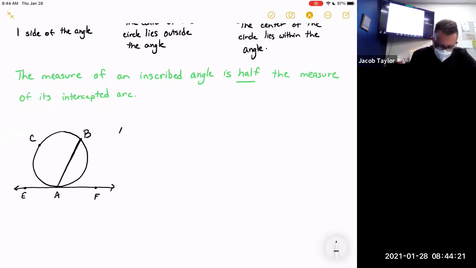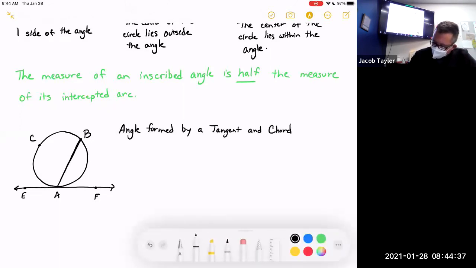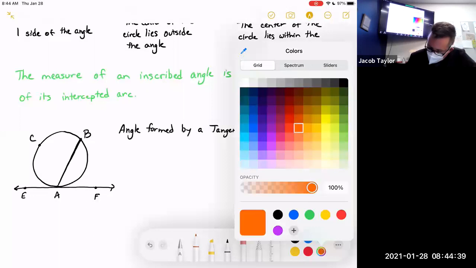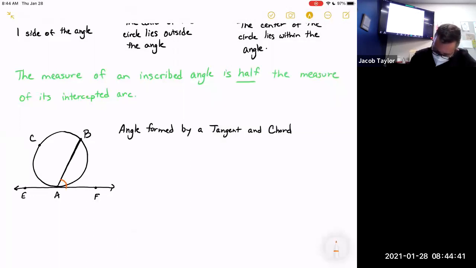This is an angle formed by a tangent and chord. It actually forms two angles. Let's look at this one.